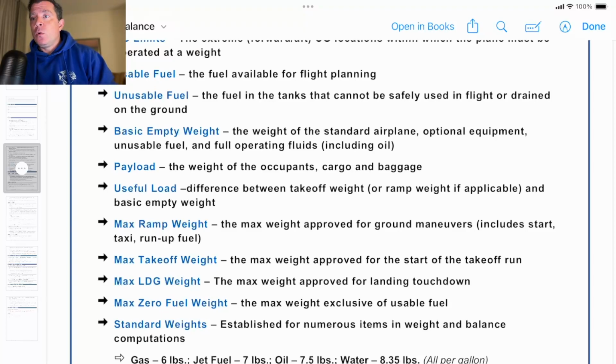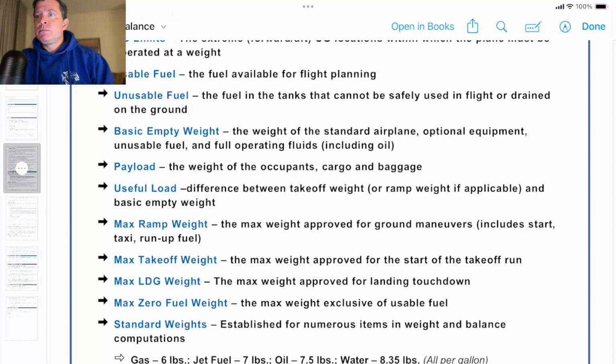Max zero fuel weight is the maximum weight exclusive of usable fuel. This, again, is also more for the regional airlines, or not just regional, but the airlines. The larger airplanes, your zero fuel weight, that's it, and then anything after that, you can pretty much add more fuel to it.